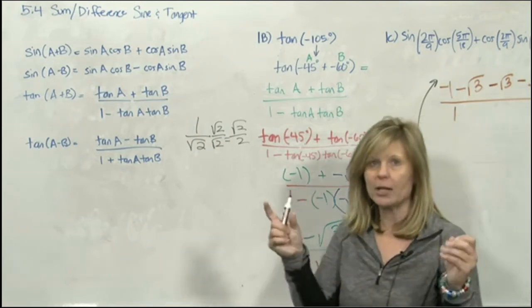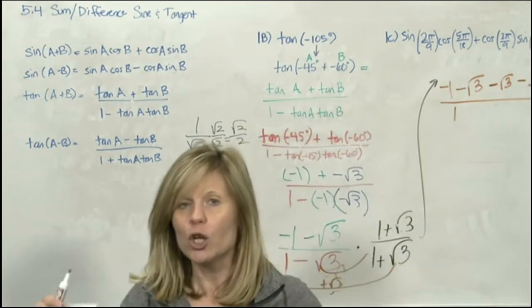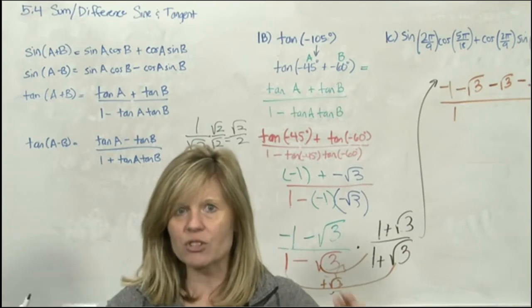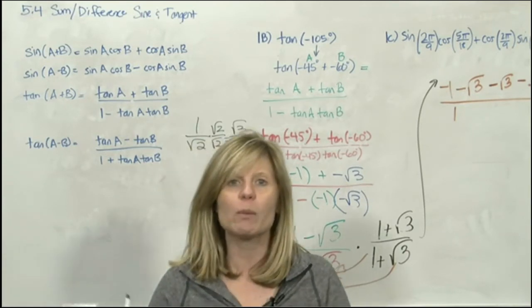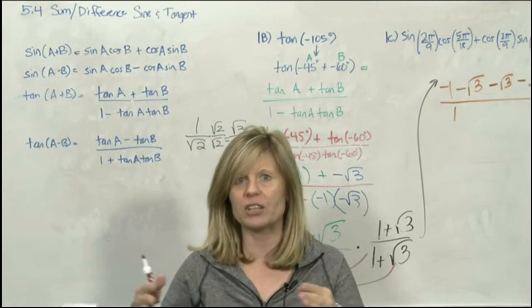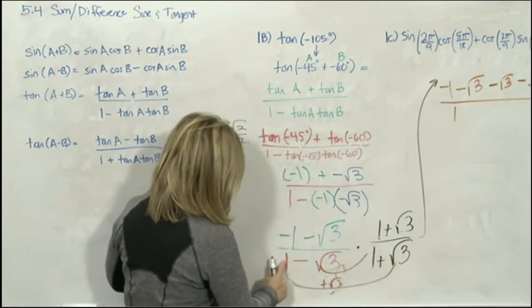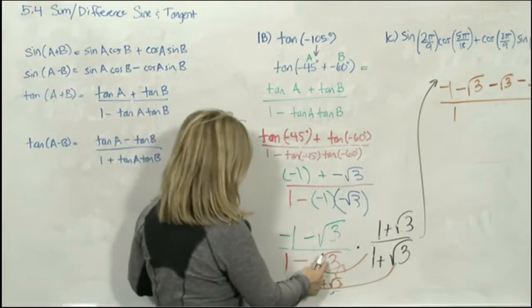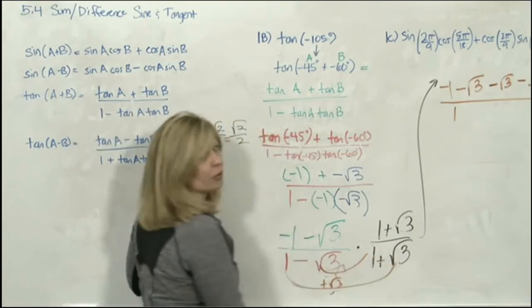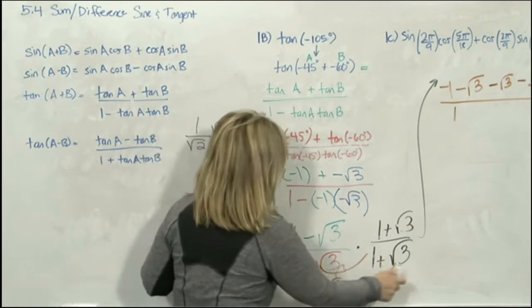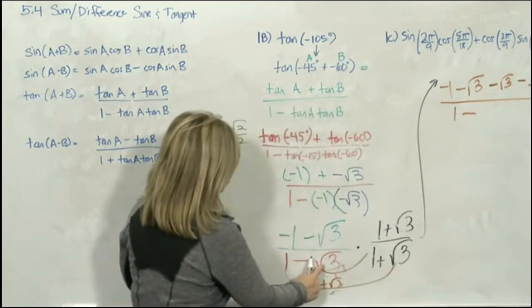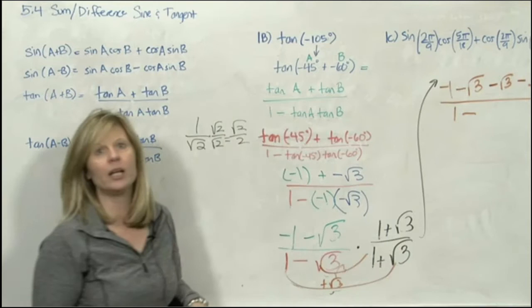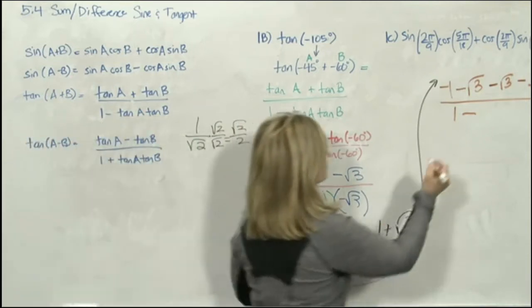So anytime you multiply two binomials that are conjugates, you are guaranteed that outers and inners will cancel. So that's why when we multiply conjugates, we just do the first and the last. So again, the first is 1 times 1, which is 1. And the last is negative square root of 3 times positive square root of 3. Well, a negative times a positive is a negative. Square root of 3 times square root of 3 is square root of 9, which is just 3.